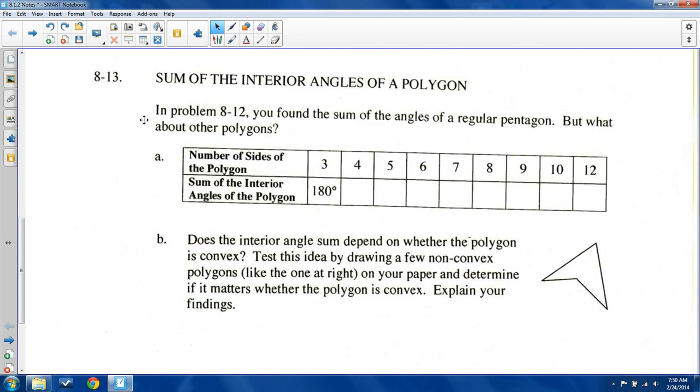Okay, sum of all the interior angles of any polygon. So let's keep going up with this count here. We have a triangle is a 3-sided shape is 180 degrees, sum of the interior angles. Quadrilateral is 360. Let me go with a smaller pen here.